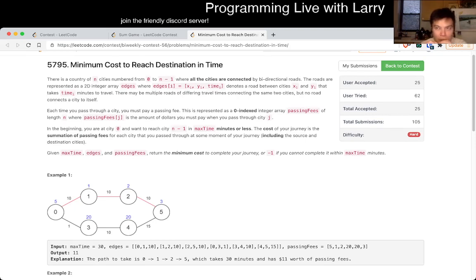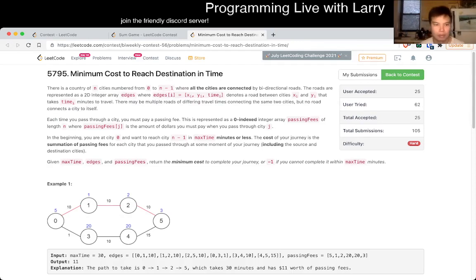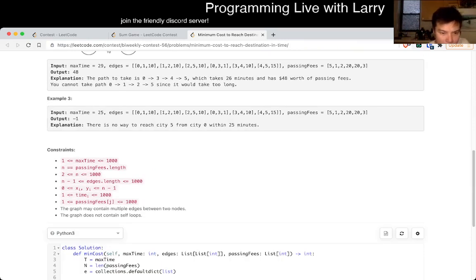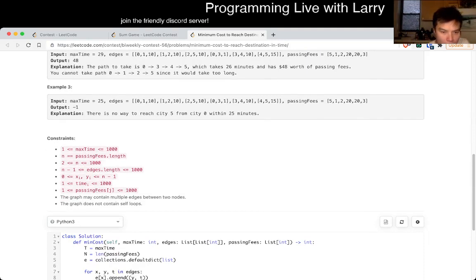How would you do it if you have min cost of a path? I'm missing something weird. I don't think I'm missing anything weird, but oh, I am missing something weird. The number of total edges is only 1,000. I am dumb. Okay, so what does that mean for me?